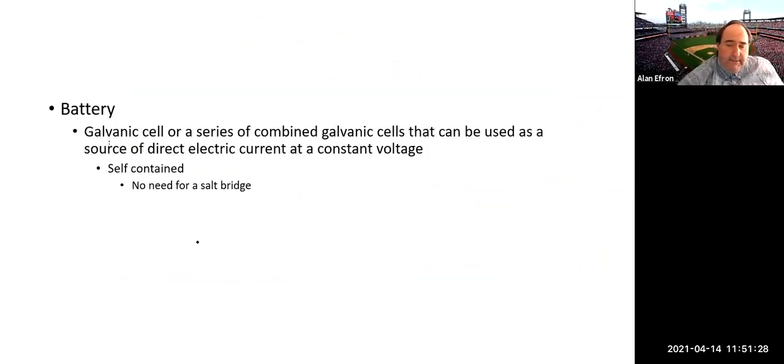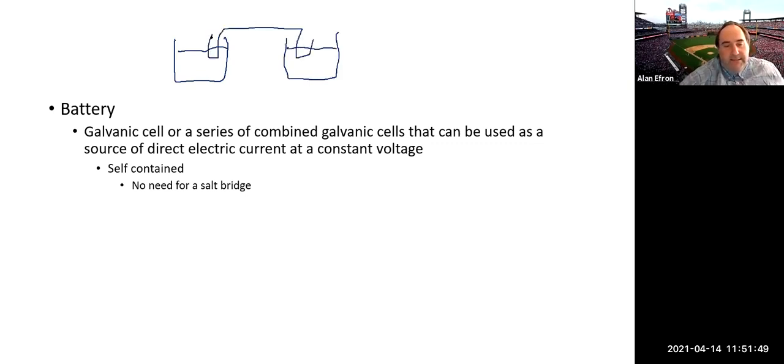A battery really is a series of galvanic cells put together, where we use it as a direct electrical current at constant voltage. A couple of differences between a battery and a traditional galvanic cell, like we've been talking about in the laboratory, is clearly the setup, right? In a laboratory we typically have a galvanic cell set up like this.